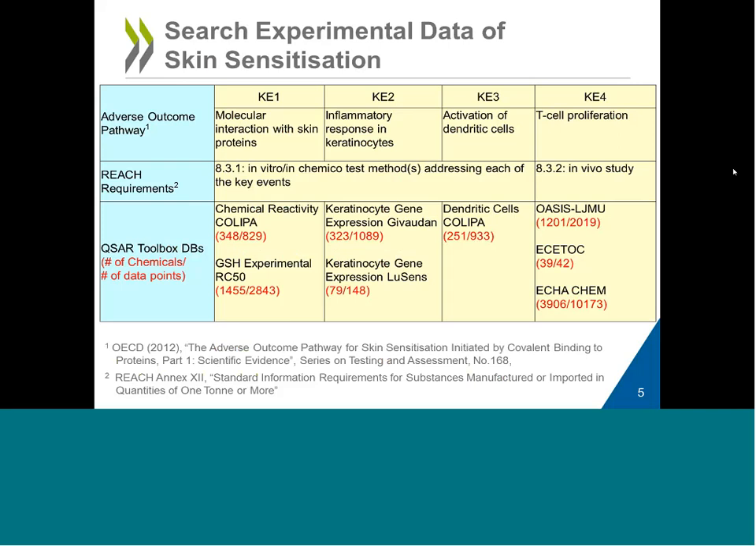For example, REACH requirements are consistent with the key events. In vitro or in chemico test methods addressing each of the key events 1, 2, 3 are required, or key event 4 in vivo study if required. There are several databases in the QSAR Toolbox to obtain such experimental data, as shown here.